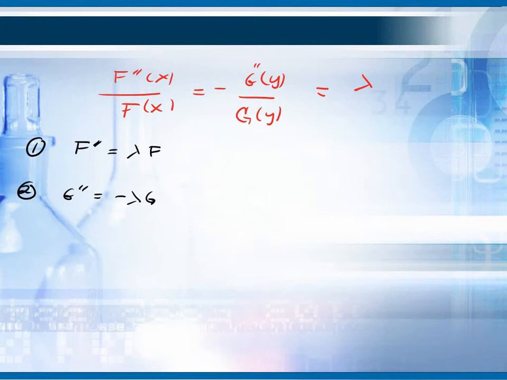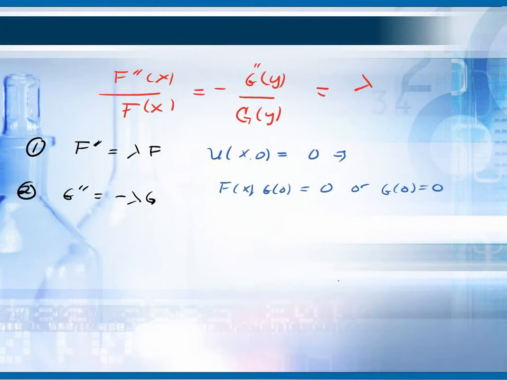So the first proportion, if I cross multiply, I get an ordinary differential equation: F double prime of x is equal to lambda f of x. The second proportion gives me a second differential equation. So I have two differential equations that theoretically I can solve. I also have these boundary conditions, and they translate.